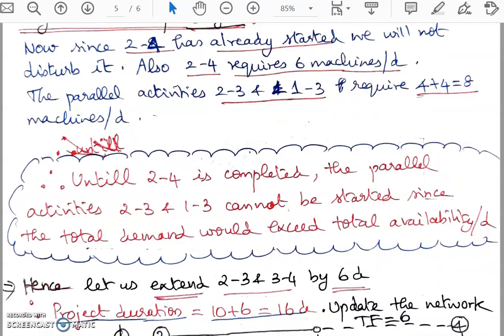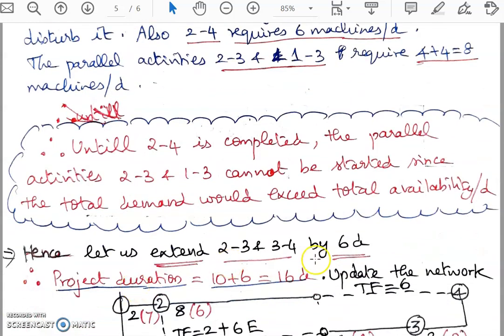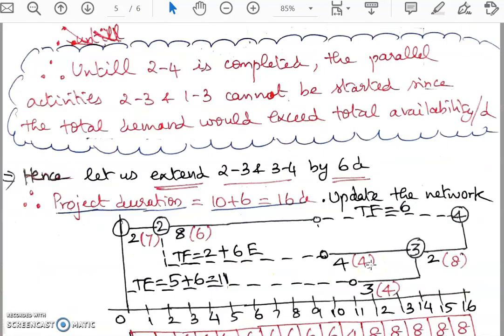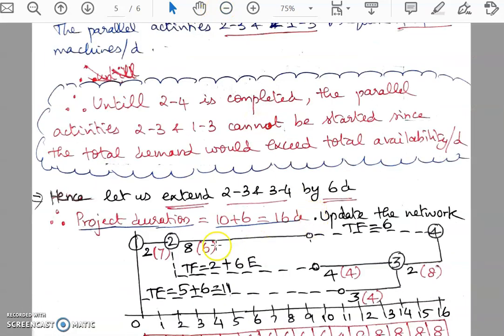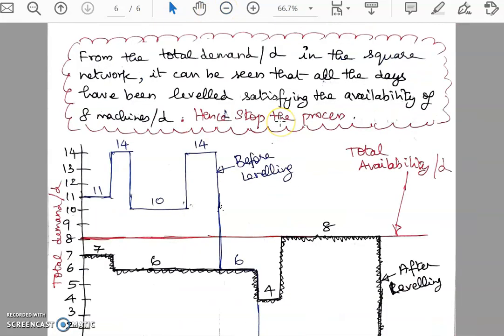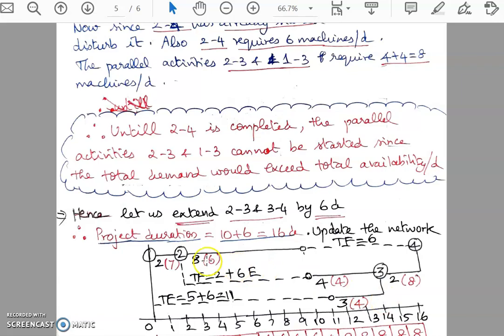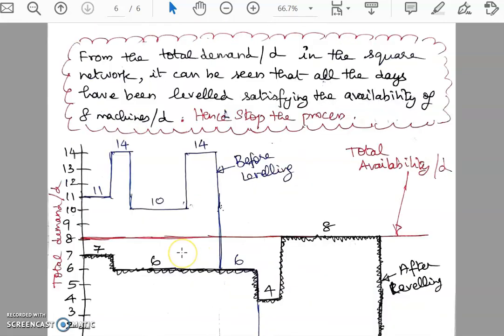Okay, so what we will do is extend 2-3 and 3-4 by 6 days, and the project duration would now become 10 plus 6. Originally it was 10, and now it is 16 days. Now let us go and update the chart. If we update the chart, we are able to see that there is a change in the project duration. Okay, so this is the change.